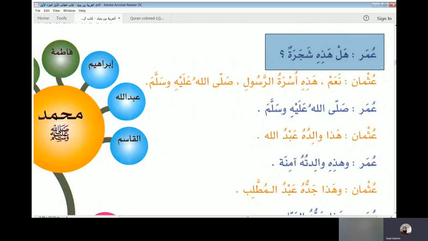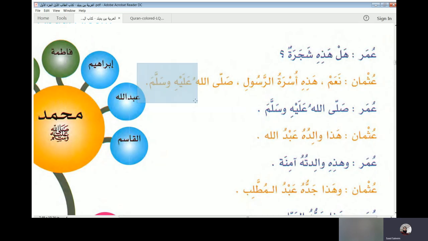Hal hazihi shajaratuna? Good. Shajara, you can say family tree in this lesson. Shajara, okay. Hal hazihi. Is this your family tree? Is this our family tree? Not our. Is this our family tree? A family tree. Okay. Is this a family tree?